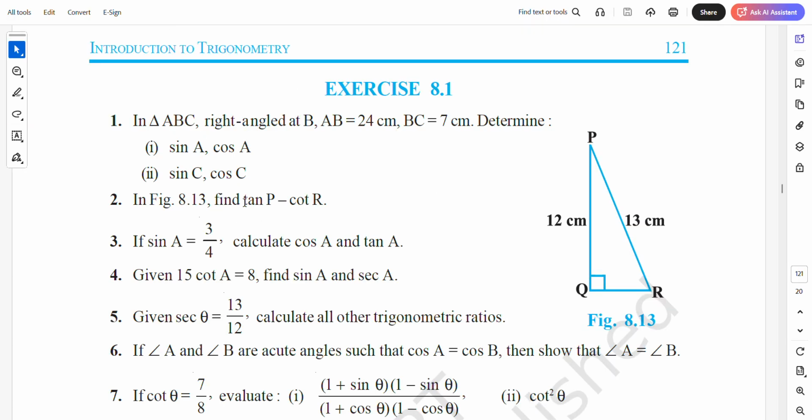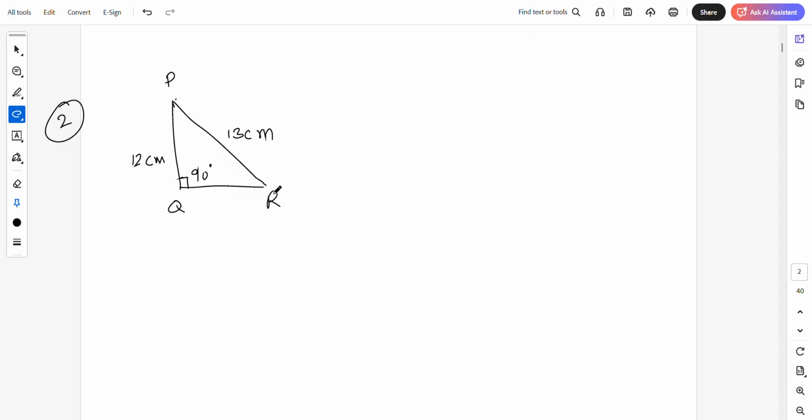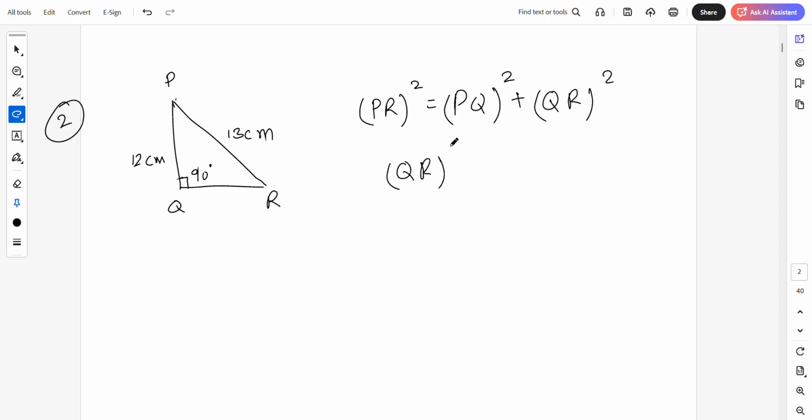Now what we are supposed to calculate? Tan P minus cot R. We do not know QR, so again, use the Pythagoras theorem. The square on the hypotenuse, that is PR square, is equal to PQ square plus QR square. We do not know QR, so I can calculate QR square is equal to PR square minus PQ square.